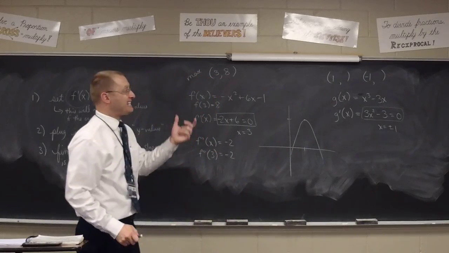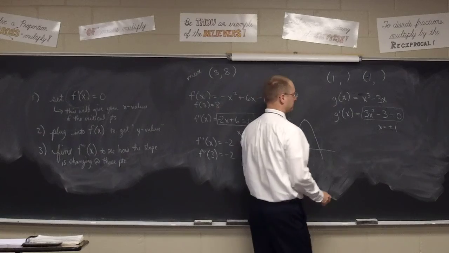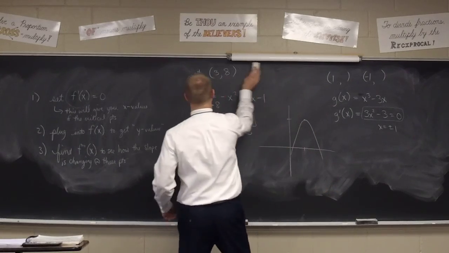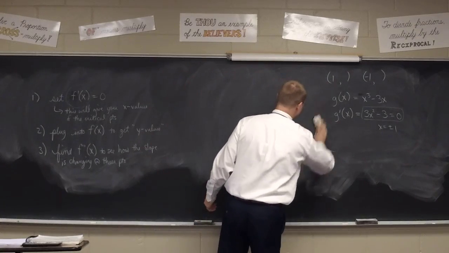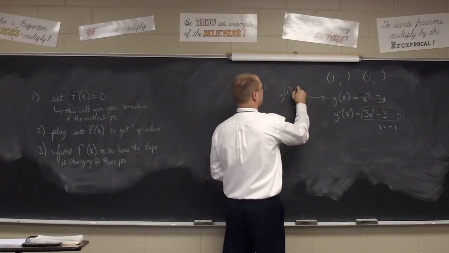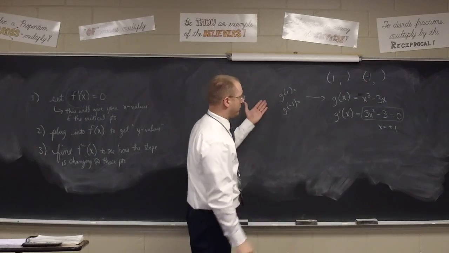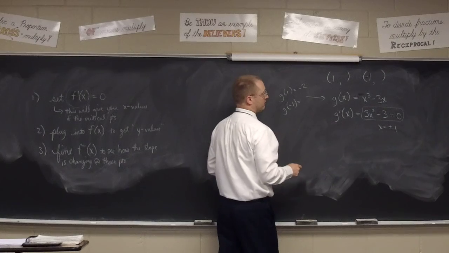In both cases, I need to know the ordinates, the y values. Quentin, what do I do? Plug into g of x. So we're going to go here, and we're going to find g of 1, and I'm going to find g of negative 1. What is g of 1, Quentin? Negative 2. And g of negative 1? 2.